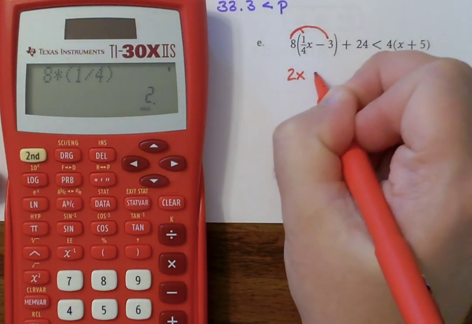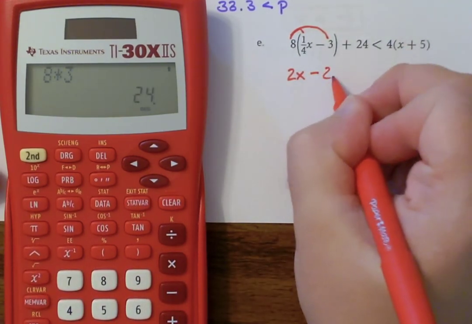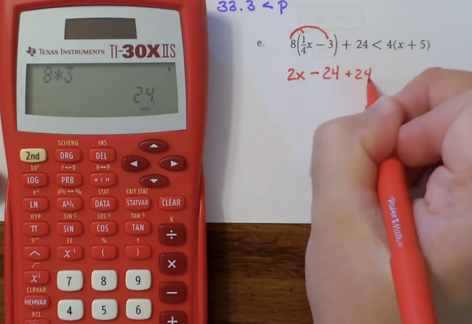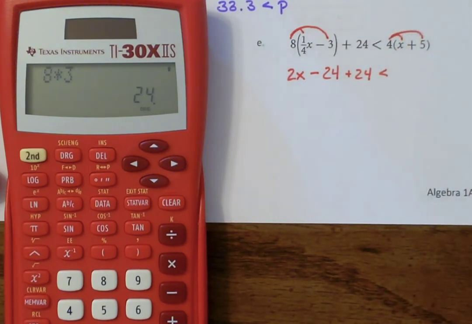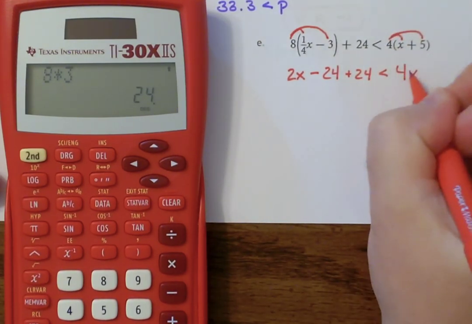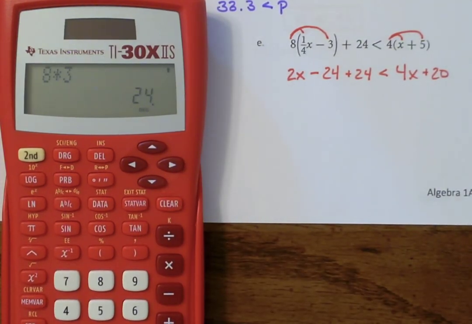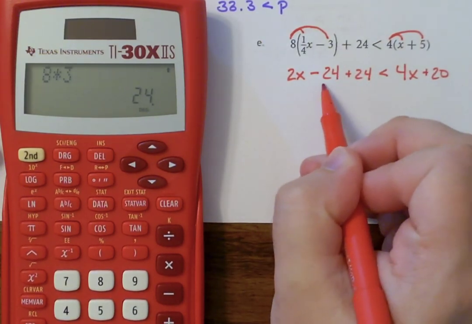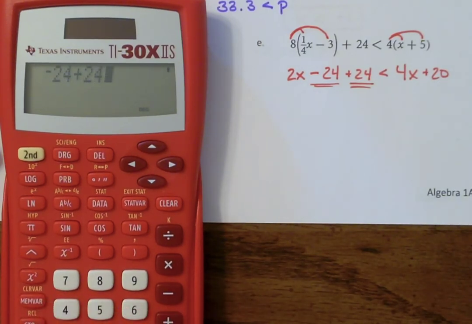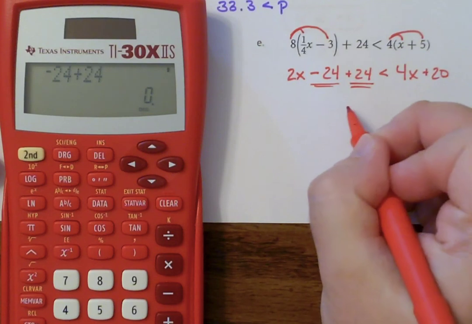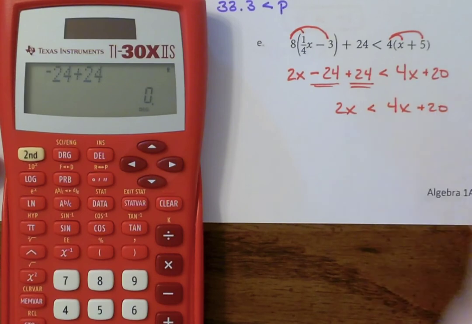We get 2x minus, well, 8 times 3 is 24. Plus 24 is less than 4 times x, and then 4 times 5. So we get 4x plus 20. Now, if I look at combining like terms, I have a -24 and a +24. Well, -24 plus 24 is 0. So I end up with 2x is less than 4x plus 20.